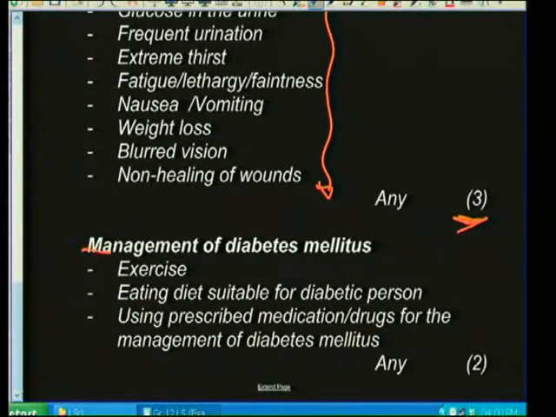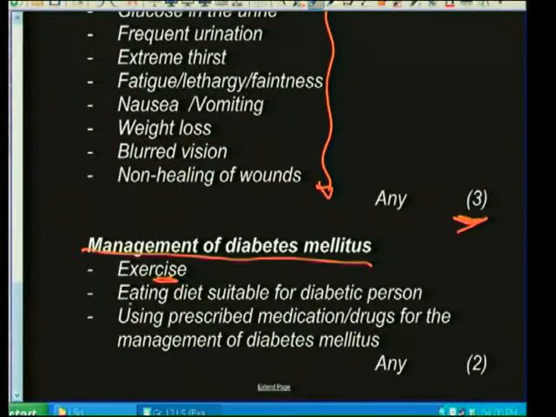And lastly, the management of diabetes mellitus. First of all, exercise, because you have extra glucose. If you exercise, you're going to burn up that glucose. Secondly, eating a diet suitable for a diabetic person. And today, guys, there are so many things available on the market, even sweets, even ice cream without sugar. So there's no excuse for a person that has diabetes and is not following the normal diet. Diet and exercise are crucial for the management of diabetes mellitus. You've got to exercise regularly to burn the sugar, and you've got to eat properly so you're not building up unnecessary sugar in your body.